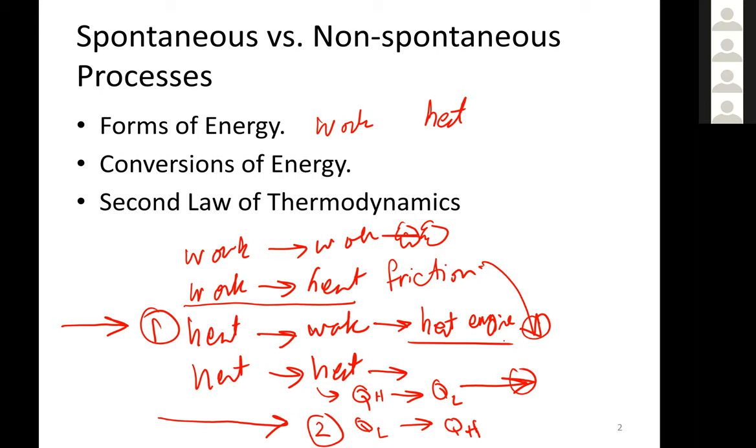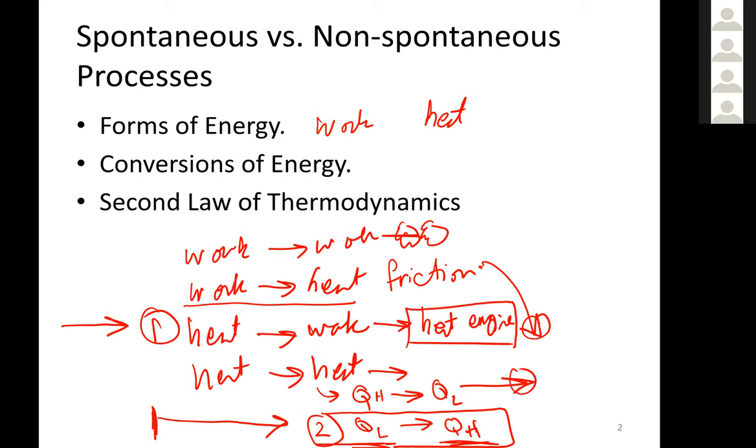Our training today is going to be on the second spontaneous process, which is basically the transfer of heat from a low temperature medium to a high temperature medium. And that is exactly what we do in air conditioning. We need to remove heat from the inside of the room, which is in the 20s degrees C, for instance, and take it to the outside, which is in the 30s or 40s degrees C, like in our region.